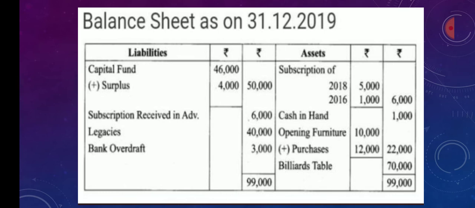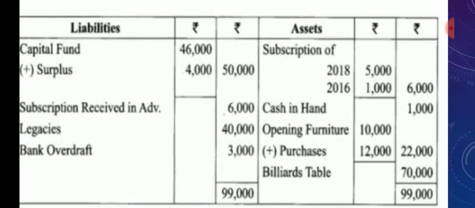Legacies 40,000. Bank overdraft 3,000. If there is a bank overdraft, that should be taken to the liability side of the balance sheet. So 3,000 is the bank overdraft value. We come to the asset side. Subscription of 2018, 5,000. The 5,000 is the 2016 to 2017 value, and then the subscription still due but not received 1,000 rupees. So 5,000 plus 1,000 totally subscription 6,000.